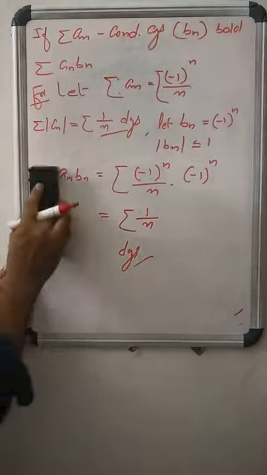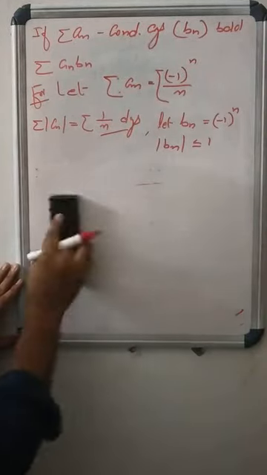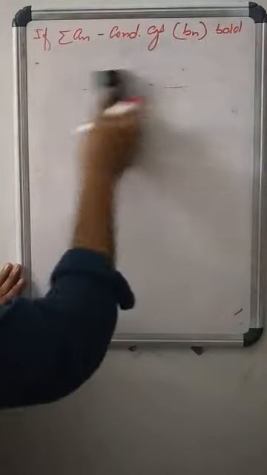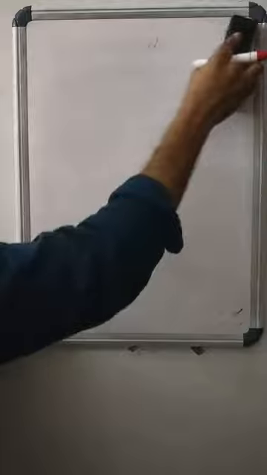Consider the test for absolute convergence. What is it? We already studied the tests for convergence. Which are the tests for convergence? Comparison test, nth term test, and limit comparison test. We already studied these three convergence tests: the nth term test, limit comparison test, as well as comparison test.